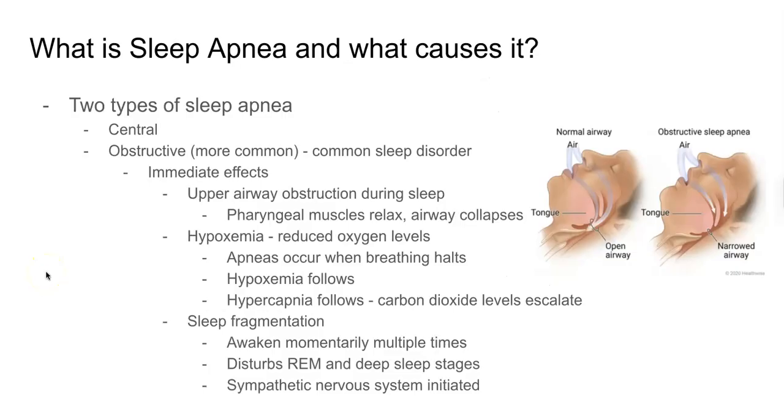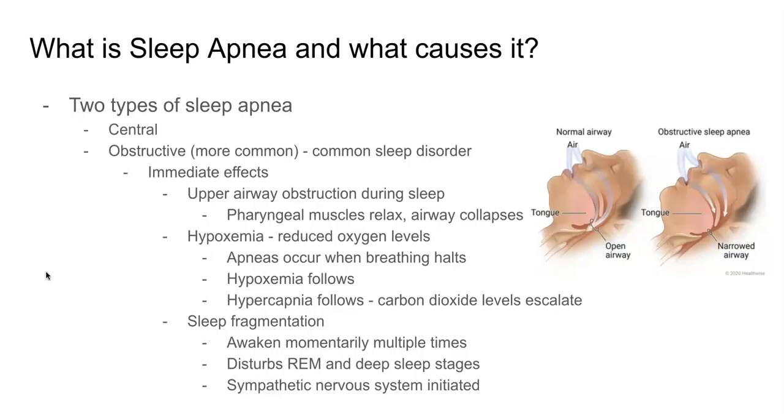What is sleep apnea? There are two types of sleep apnea, central and obstructive. Obstructive is the more common type, and basically this happens when the pharyngeal muscles relax and the upper airway collapses. So during sleep, an apnea episode occurs and breathing halts. This makes oxygen levels reduce and carbon dioxide levels escalate.